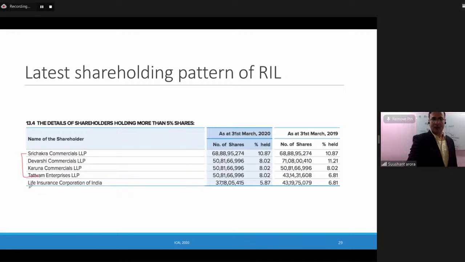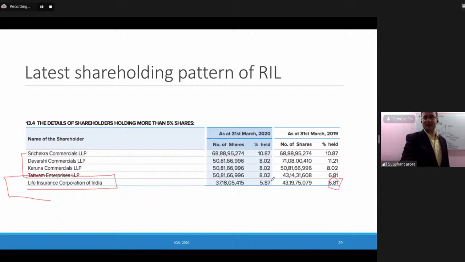Okay. Look at this company, LIC. Who is he? He is the DII. He had a stake of 6.81% in 2019, and he has a stake of 5.87% now. Although 1% seems to be very, very small, look at the numbers. From 43 crores, it has come down to 37 crores, which is a negative impact.